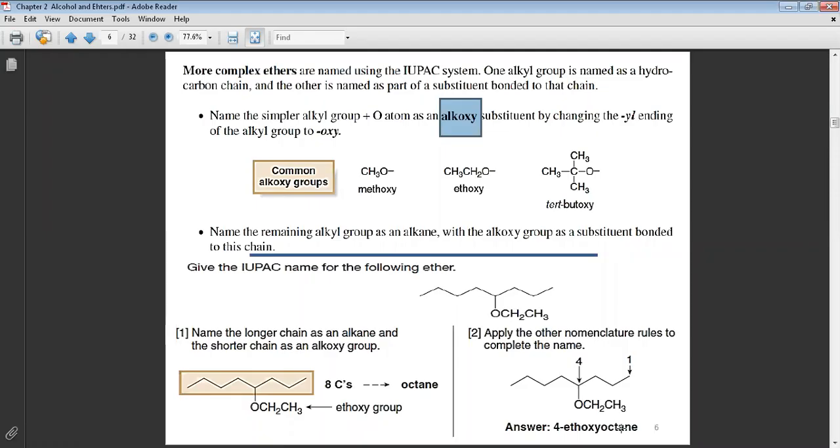4-ethoxyoctane. Look, it is an easy and short name. This is an ether. Why ether? Because we have an ethoxy group bonded to the alkane. Alkyl, oxygen, alkyl. This is an ether compound.